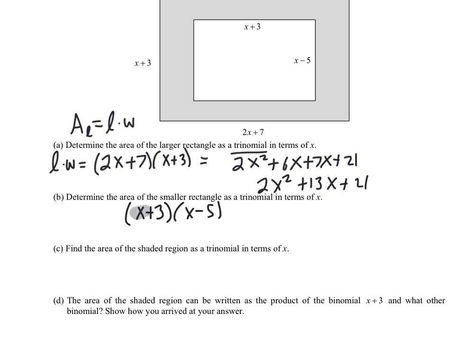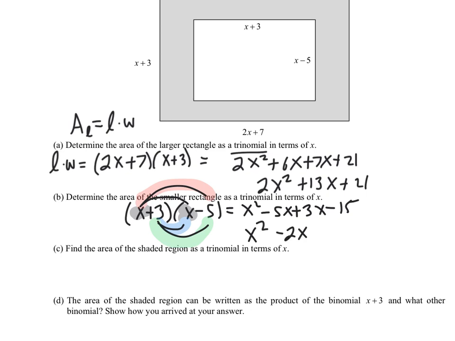If you need a little FOIL review, or you can use the area model, but FOIL is the first, the outer, the inner, and the last. So what it looks like when we solve the problem is the first terms, x times x is x squared. The outer is negative 5x. The inner is positive 3x. And the last is negative 15. And then we combine like terms to be minus 2x in the middle term, minus 15.